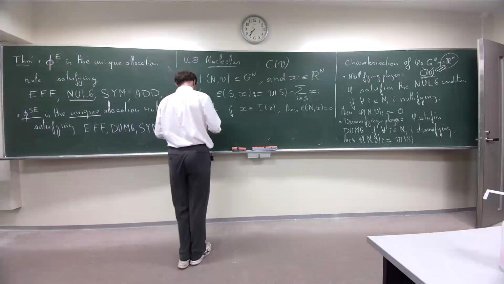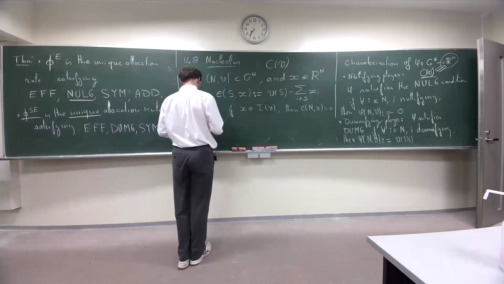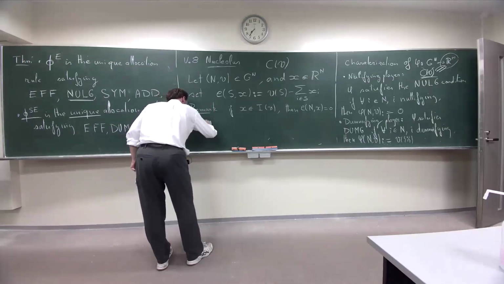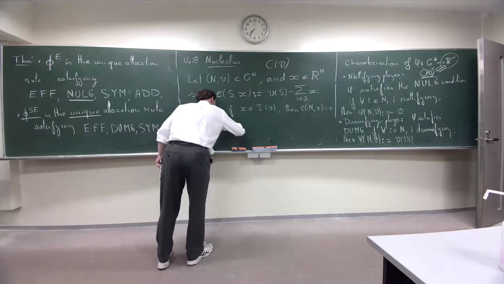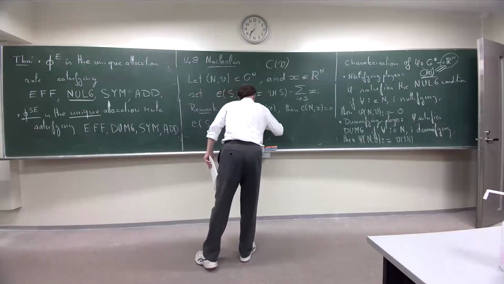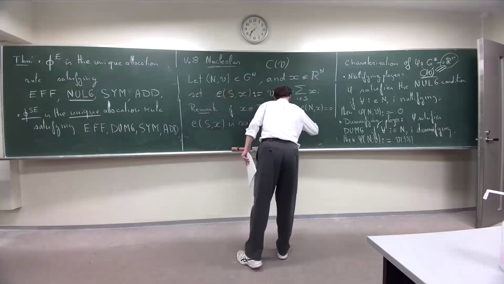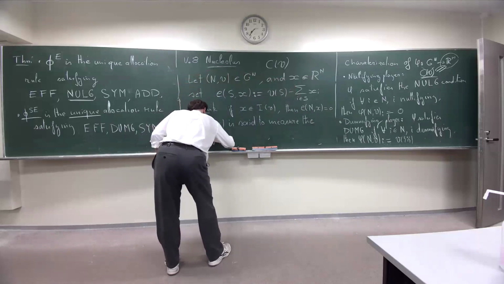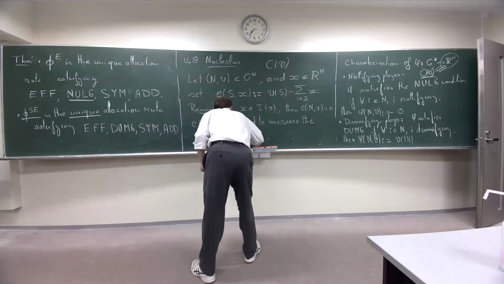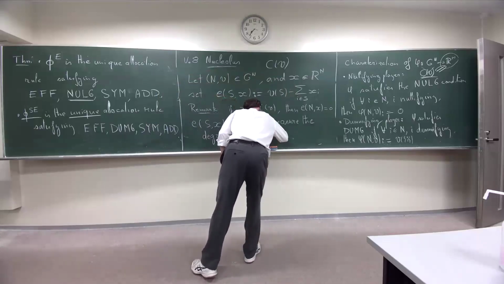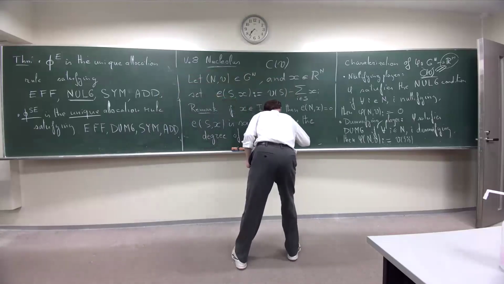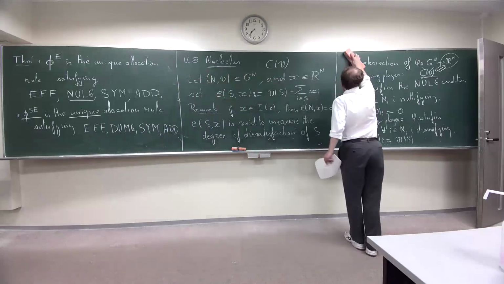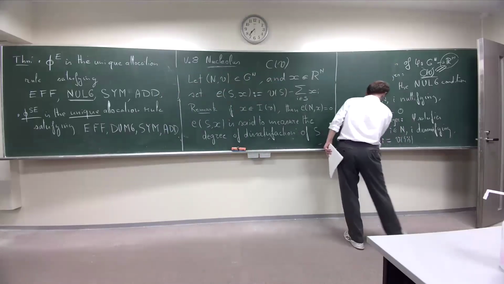And we say that this E of S, x is set to measure the dissatisfaction, the degree of dissatisfaction of S, the coalition S, with respect to x. And we will see why.